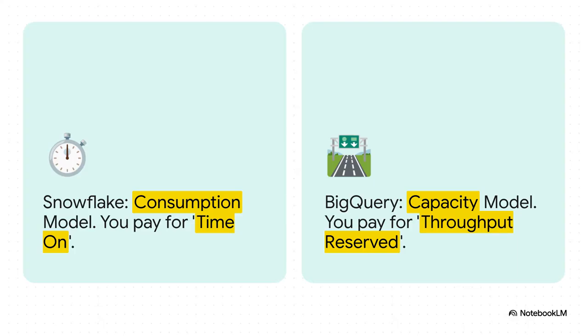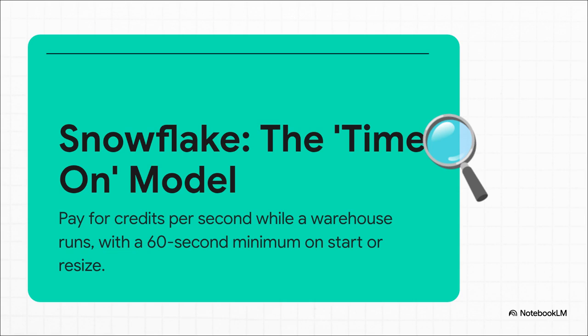So what are these two different meters? Well, on one side, you've got Snowflake, running on what we'll call a consumption model. Think of it as paying for time on. On the other side, there's BigQuery with its capacity model, paying for throughput reserved. And that one thing, time versus capacity, that's going to be the decider for your bill. It's everything. All right, let's dive into Snowflake first.